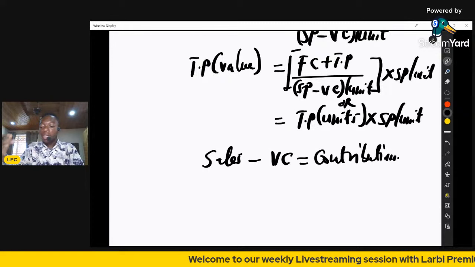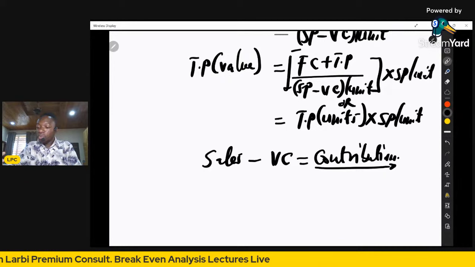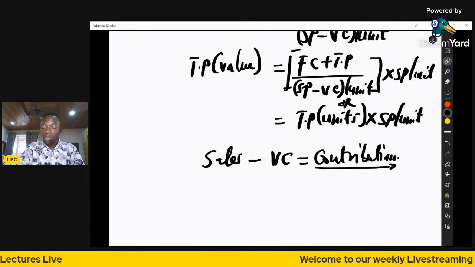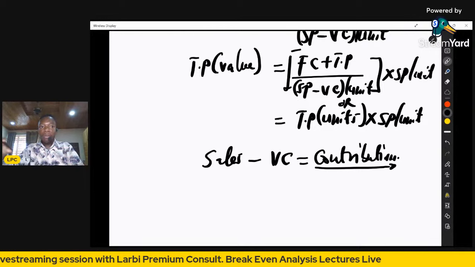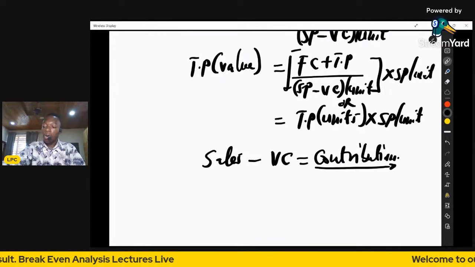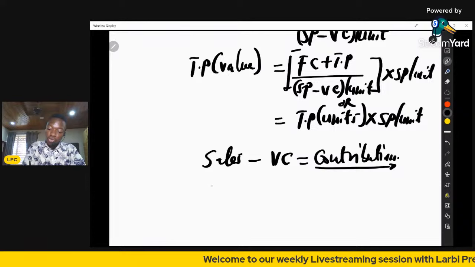Okay. So once you're able to get a contribution, this is where our fixed cost will come in, because we said fixed cost is the cost that wouldn't change with respect to the level of outputs or sales. So if you want to break even, at this point you should be able to cover our cost so that we neither make a profit nor a loss. So once we get our contribution, we use it to cover our fixed cost, and therefore, at break-even point, our contribution should be equal to our fixed cost.